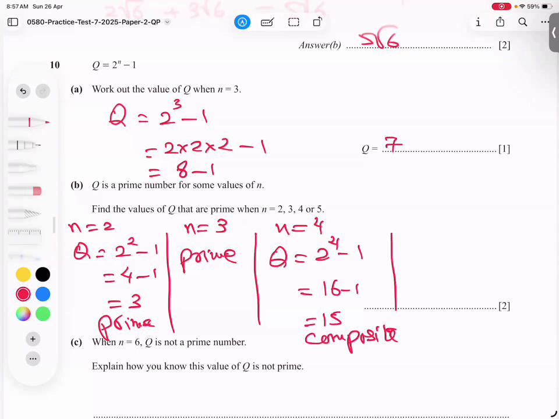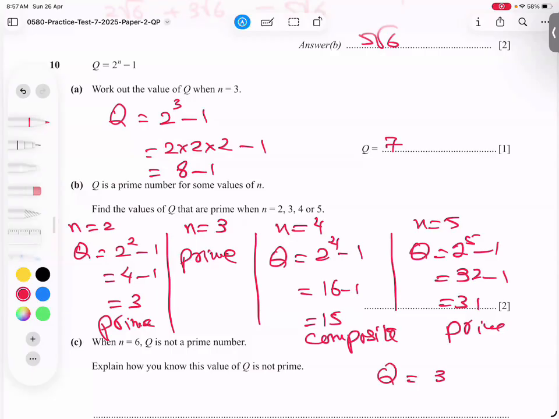Okay, and now I can write n to the power 5. Q is equal to 2 to the power 5, and 32 minus 1 is 31. And 31 is also a prime number. So basically, we have 3 prime numbers. The values of Q are 2, 3, and 5. And 4 is a composite number, very clear.